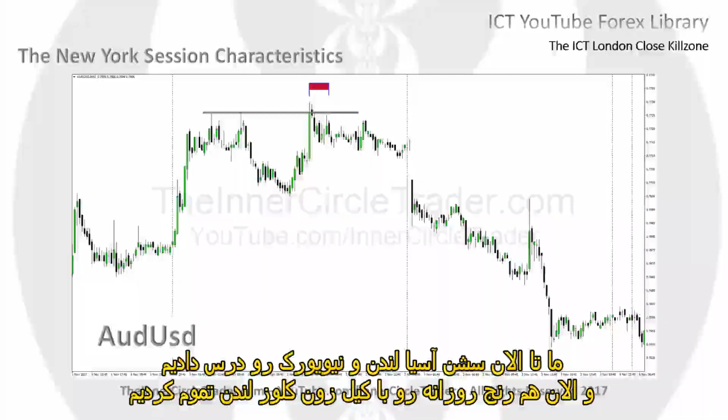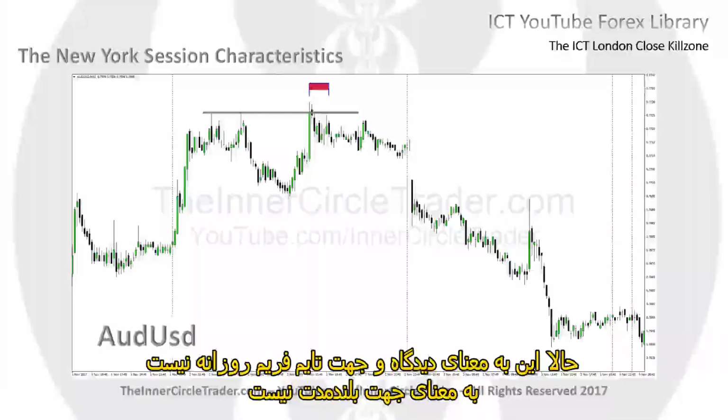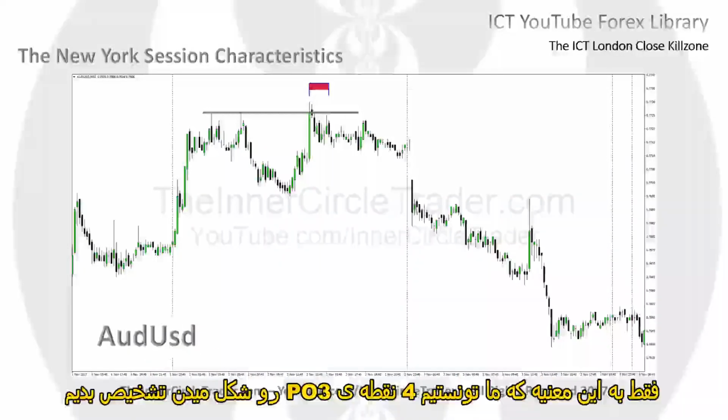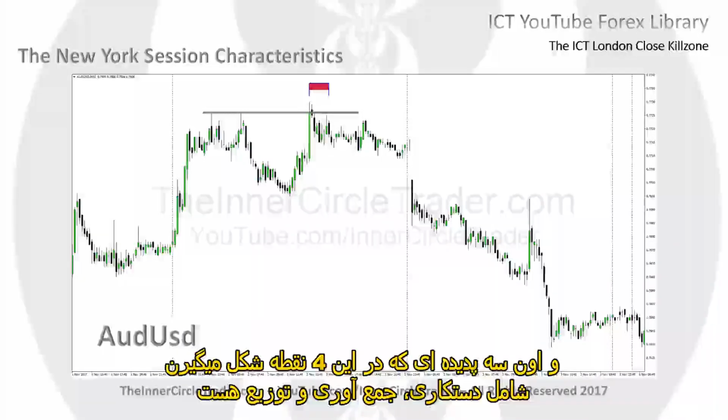If you study the things I've given you thus far, we went through the Asian session, the London session, the New York session, and now we've completed the daily range with the London close Killzone. So we have everything at our disposal in terms of defining the daily range. Now, that does not mean daily bias. It does not mean long-term direction. It just means that we have been able to define the 4 reference points that make up Power 3: the open, the high, the low, and the close. And the 3 phenomena that take place inside of those 4 price points are accumulation, manipulation, and distribution.